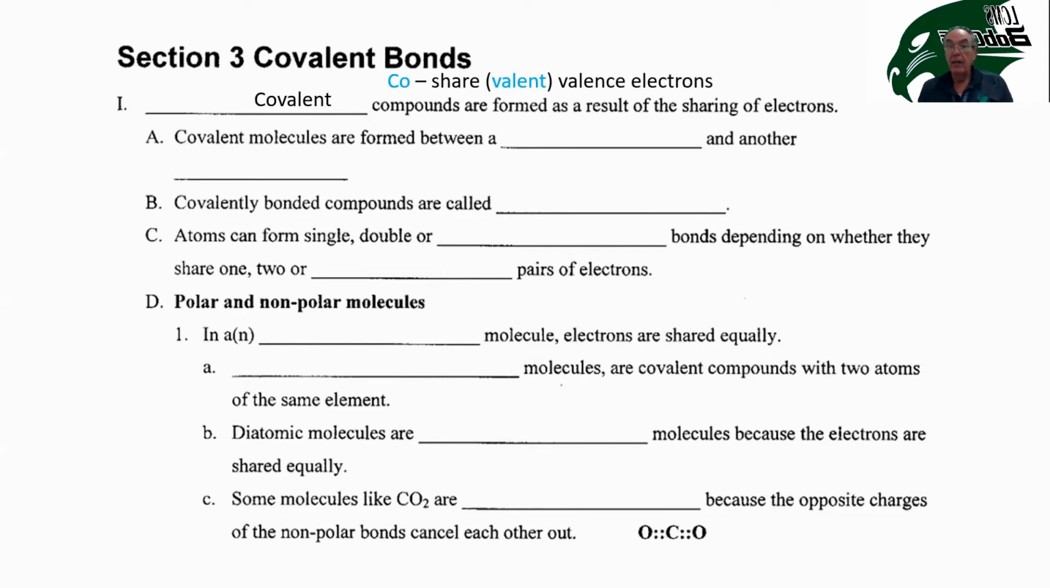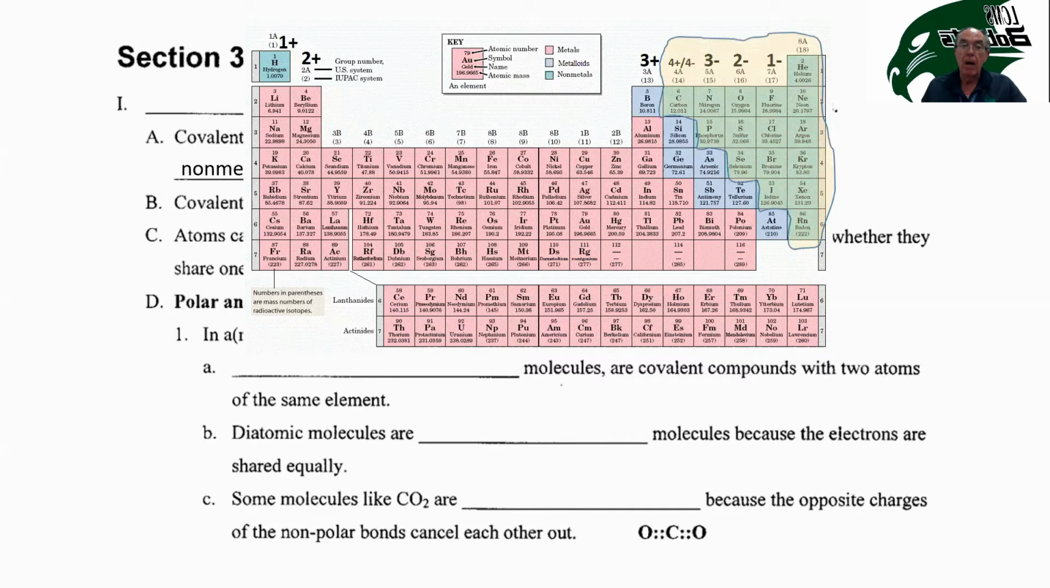And what are they sharing? The valence electrons, and that's where the valent comes from. So they're called covalent compounds, and it's the result of sharing electrons. Covalent molecules form between a nonmetal and another nonmetal. Unlike ionic compounds that were just called ionic compounds, covalently bonded compounds are called molecules.